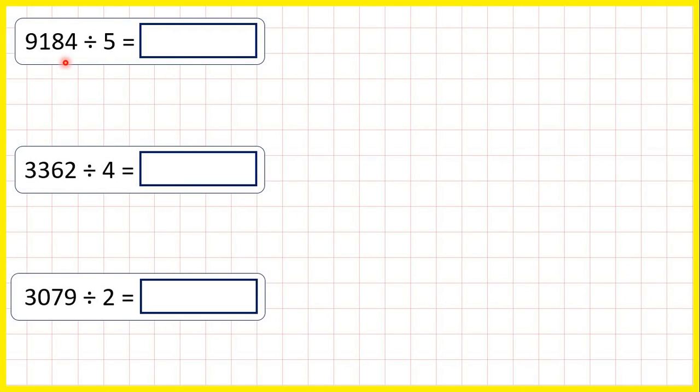So now we're going to divide using short division and write our remainder as a decimal. So first we have 9,184 divided by 5. 9 divided by 5 is 1 remainder 4. 41 divided by 5 is 8 remainder 1. 18 divided by 5 is 3 remainder 3. And 34 divided by 5 is 6 remainder 4.